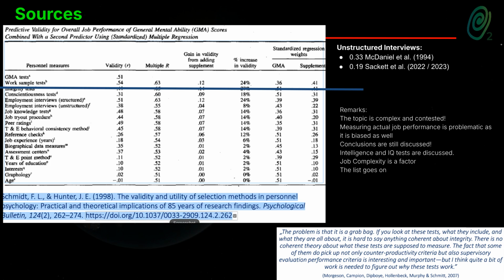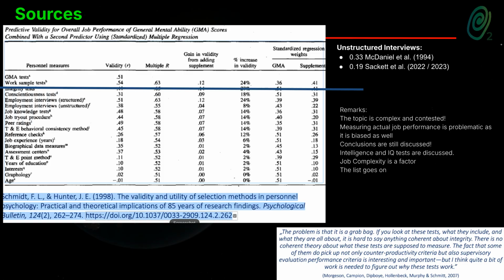Here are some sources mentioned for this. One of the most well-known sources is from 1998. You see it here. That's the whole table for the people who are interested. One line has been crossed out because more recent research found that it's not correct for the interview scores. There's another link down there. For unstructured interviews, there are also much lower predictions, like 0.19 or 0.33 in some other sources here. So unstructured interviews, really not the thing you want to rely on.